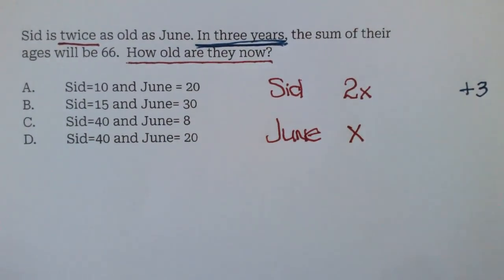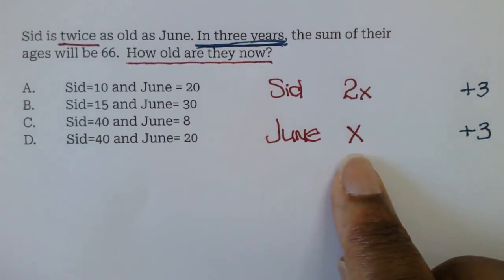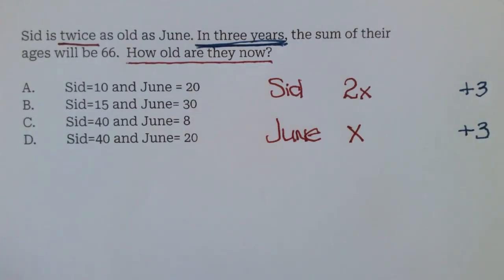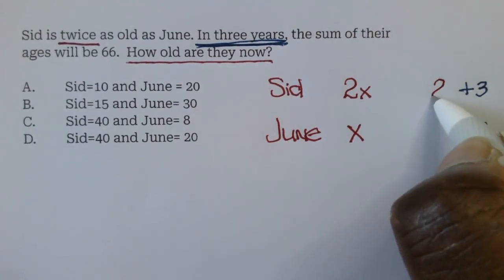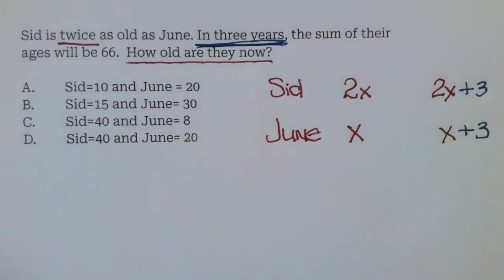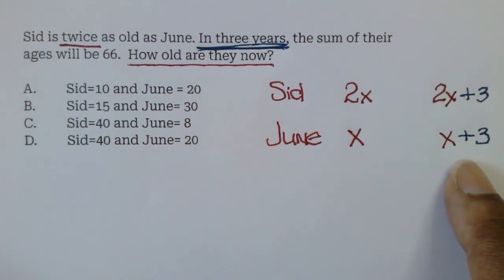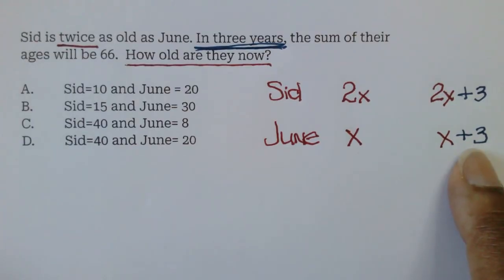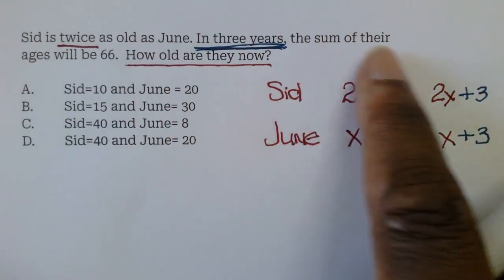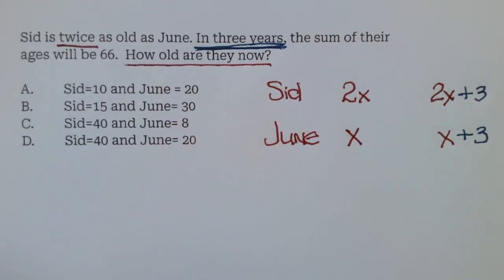Because what's happening is I'm adding 3 to where they are now. So what they're currently, we have a 2x here, and we have an x here. So now we're focusing on what's happening in 3 years. So they're saying the sum of their ages will be 66. That's another operation.